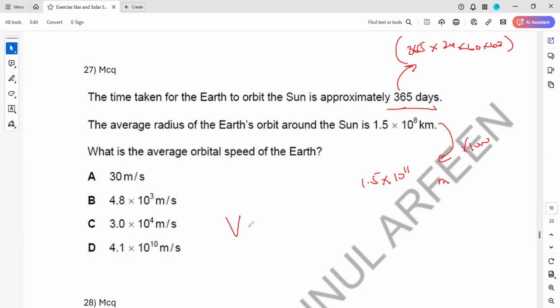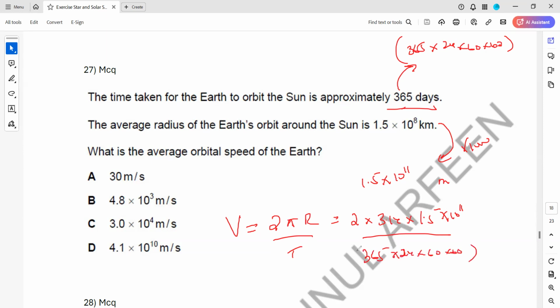To get the average orbital speed, it is 2 pi r divided by t. So 2 multiplied by 3.14 multiplied by the radius, which is 1.5 x 10^11 meters. And the time is 365 x 24 x 60 x 60. Because all the options are in meters per second, the time must be in seconds and the distance must be in meters. So it will be about 3 x 10^4 meters per second.